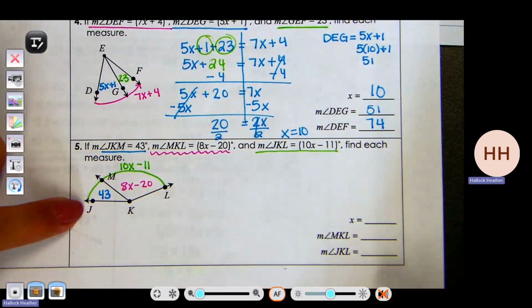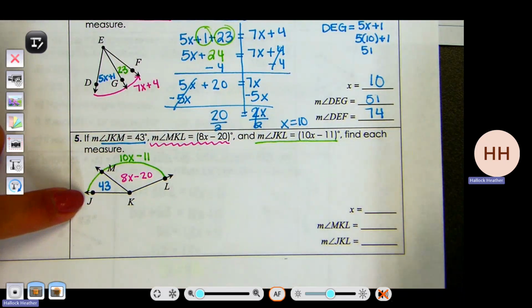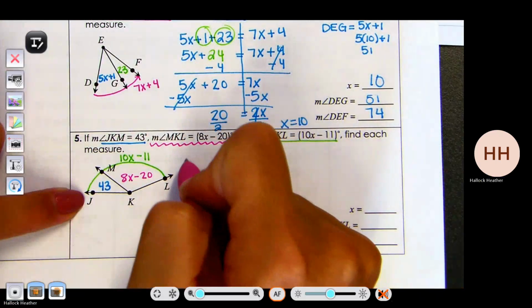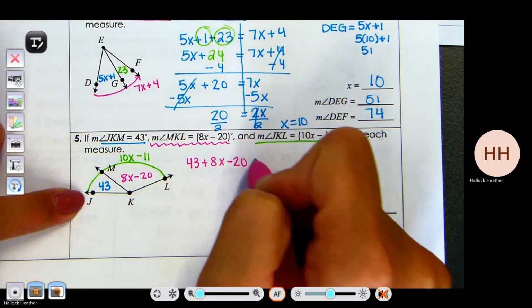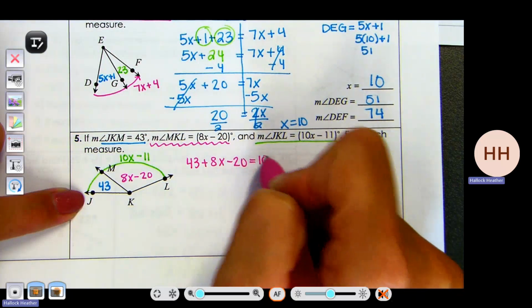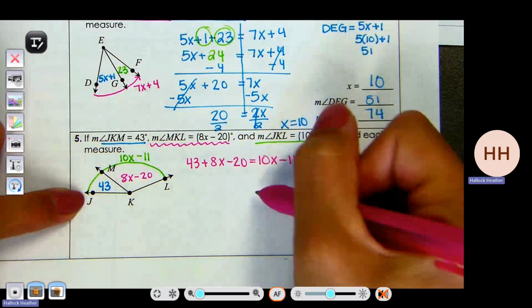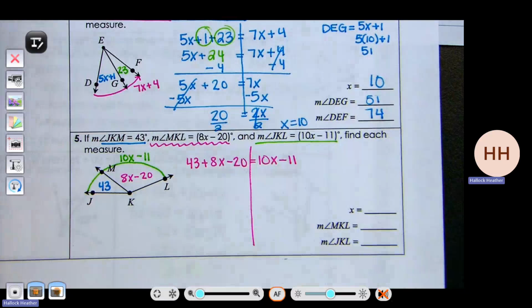Can anybody tell me the equation? I know you guys are probably working on it, but what's the equation? Tell me. Nice. So this is your equation or something along these lines. You're doing angle plus angle equals whole. Your whole is 10x minus 11. So you should be combining this.